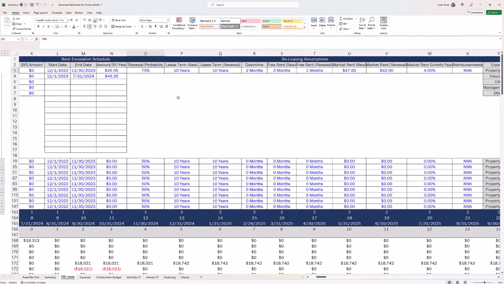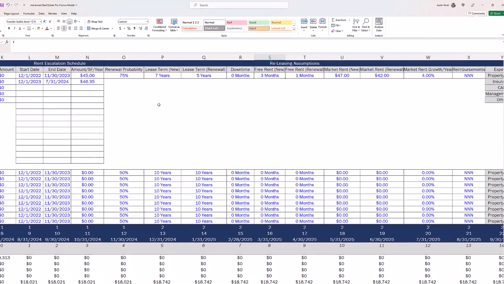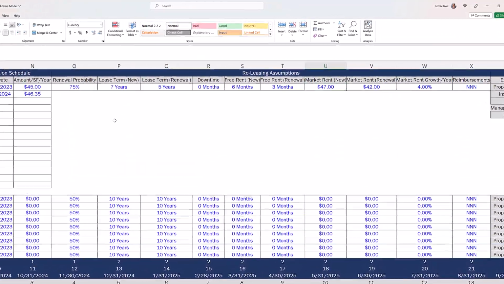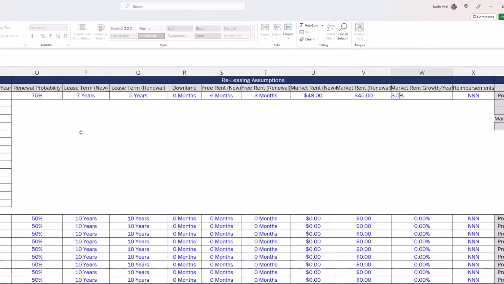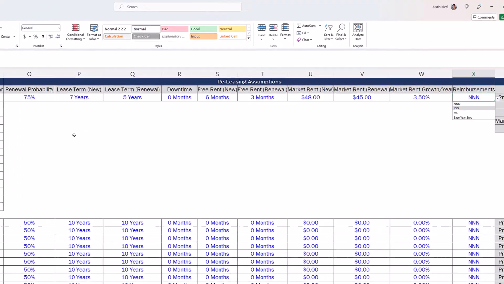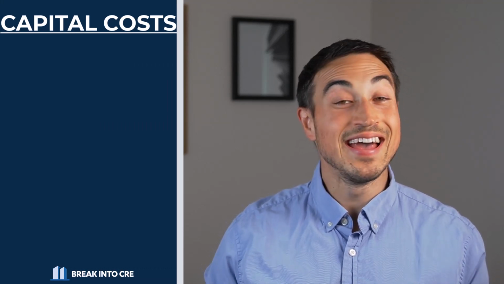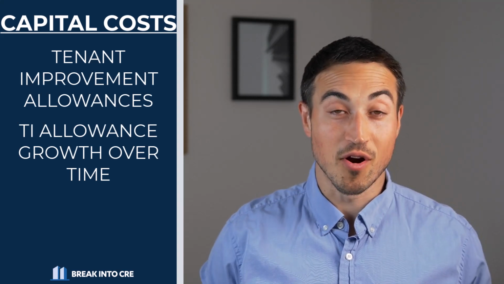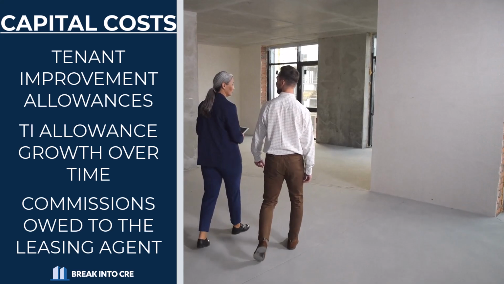And for both scenarios, you'll need to add assumptions on things like the expected lease term, any sort of free rent period you expect to offer, the current rental rates in the market and where you believe these will go in the future, and even what expense reimbursements are expected to be on each new lease going forward. This is also where you'll add assumptions about capital costs related to releasing a commercial suite, including tenant improvement allowances, any assumed TI allowance growth in the market over time, and any sort of commissions you expect to owe to a leasing agent on the deal.